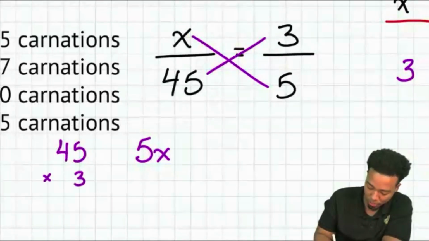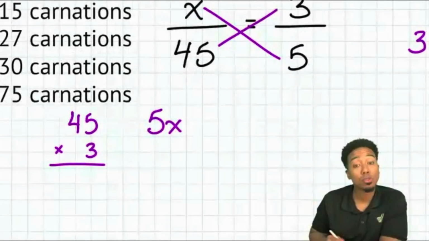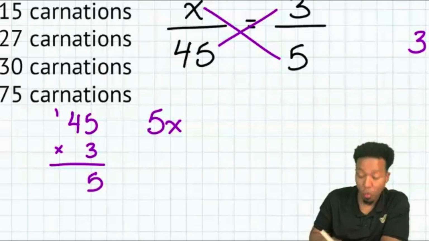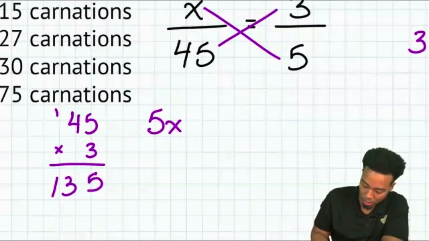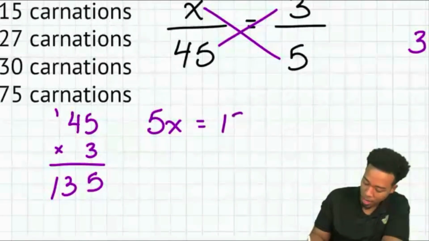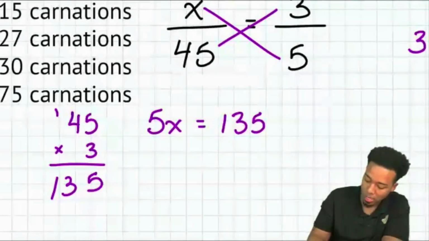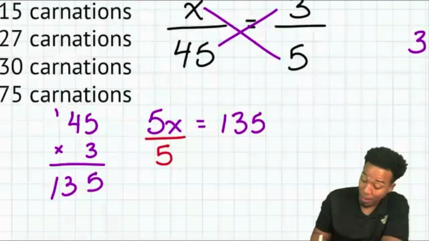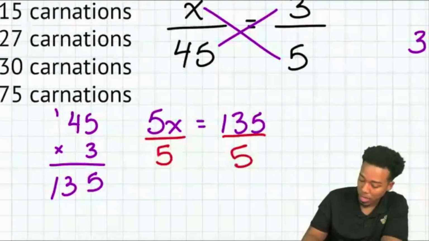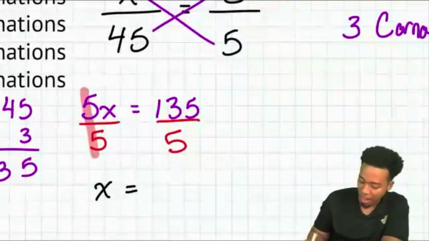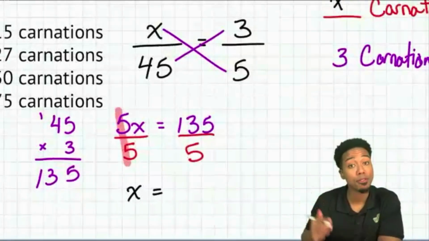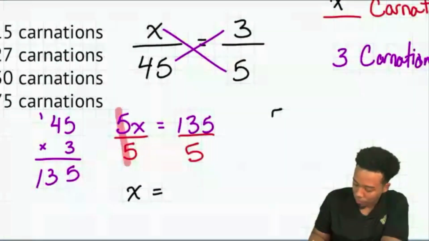45 times 3. 5 times 3, that'll be 15. 4 times 3, that'll be 12. Carry the 1 is 13. So we have 135. And then the last thing that we can do is then divide both sides by that 5. Once we do that, it cancels out on the left, and we get x equals whatever 5 going into 135 is. So we can do some long division.